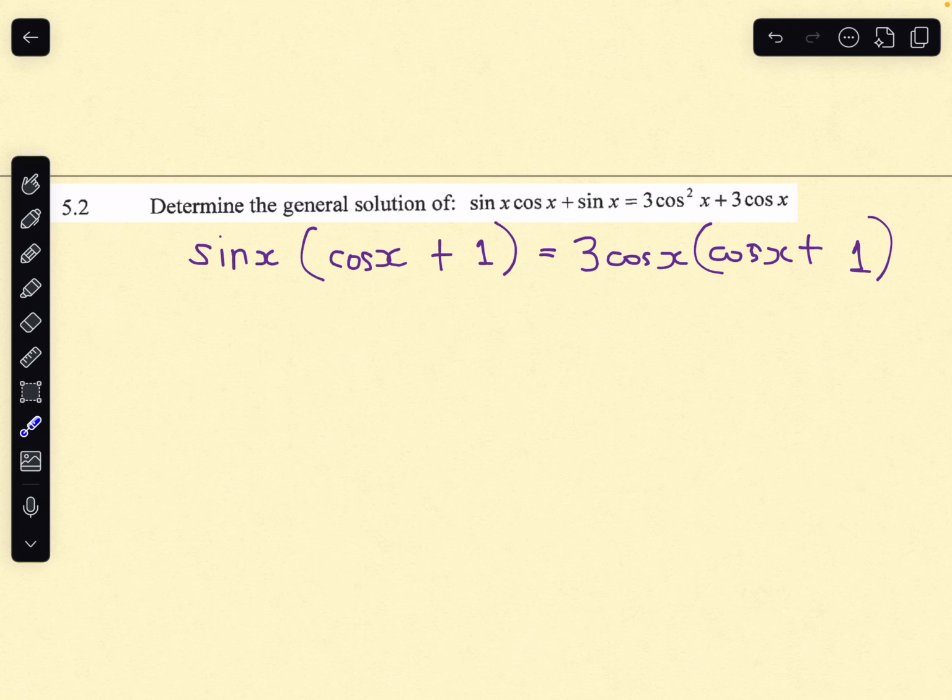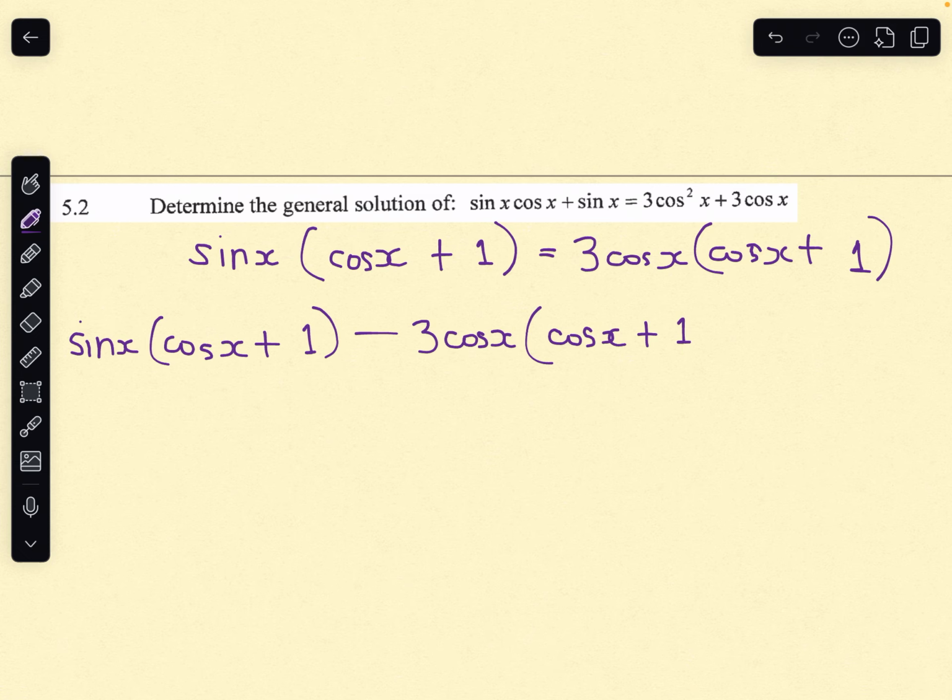Do not make the mistake of canceling these out, okay? Because there's a variable inside here, it's not just a constant, you are possibly eliminating a solution by doing that. So the safer thing to do is to get everything on one side. So we're going to have sine x times cos x plus 1 minus the term from the other side, which is 3 cos x plus 1, right? That is equal to 0, right?